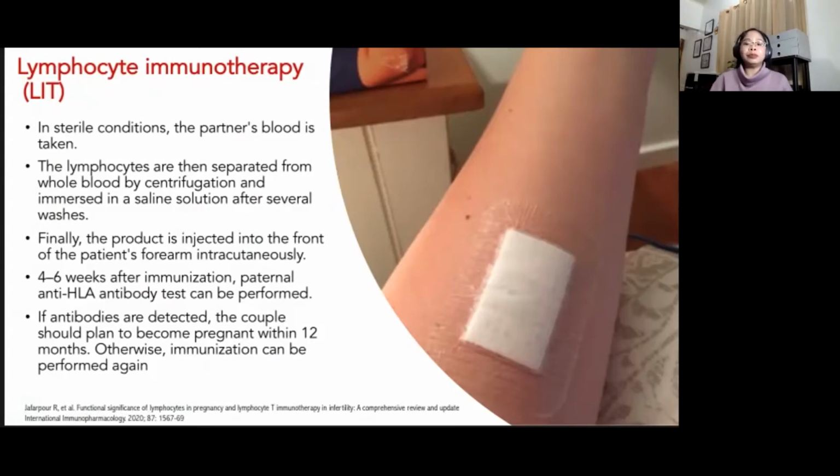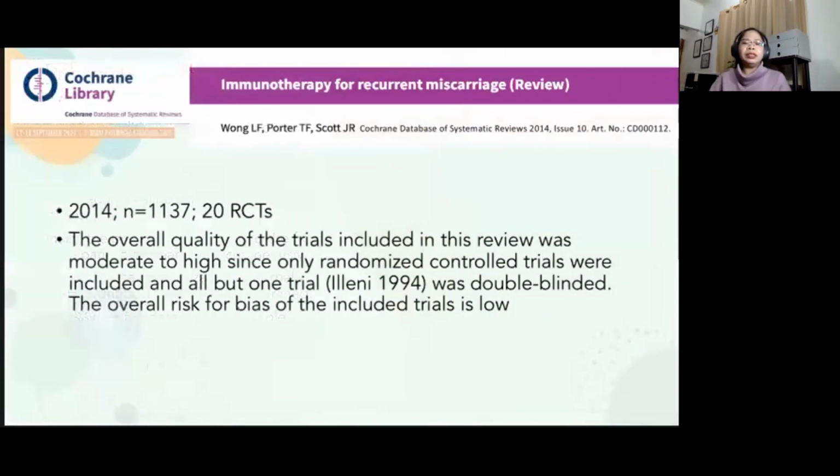Now, LIT is supposed to strengthen the mother's immune system against the paternal antigens that are present in the trophoblast. Therefore, the production of anti-paternal antibodies indicates the success of immunization. Now, what is the current scientific evidence that can support LIT as a treatment for recurrent pregnancy loss? Let us first look at this first study.